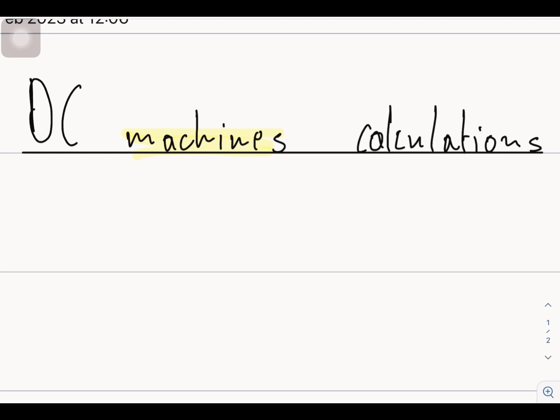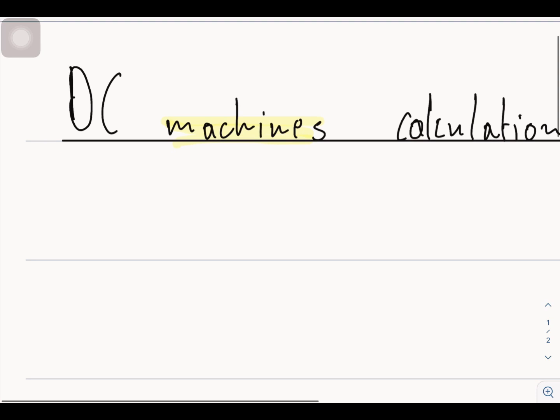But before we start with the calculations, it's important for us to know the types of these DC machines. There are two categories of DC machine. The first category is self-excited.